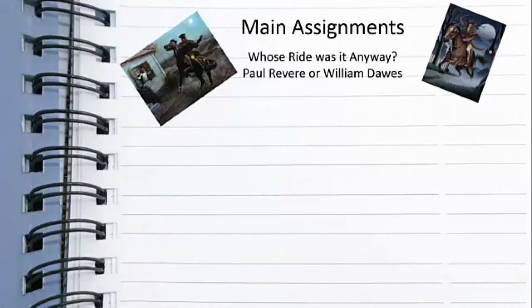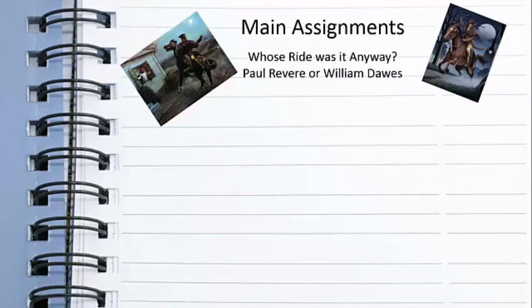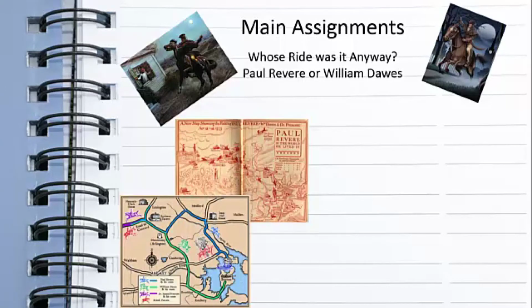The fourth activity is Whose Ride Was It Anyway? Paul Revere or William Dawes? As we read The Midnight Ride of Paul Revere, students will use historical and current maps from Google Maps in order to trace the historical events of each rider.